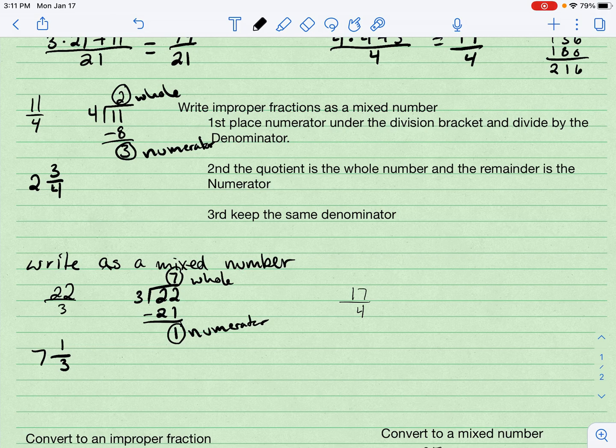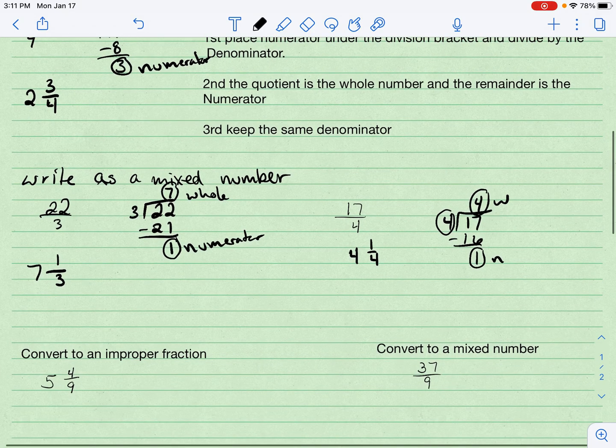Okay, same thing for 17 over 4. 17 goes under the bracket, 4 goes out in front. 4 can go into 17 4 times. 4 times 4 is 16. That gives us a remainder of 1. So once again, you got your whole number, your numerator, and then denominator stays the same. So 4 and 1/4. So there we've converted improper fractions into mixed numbers.